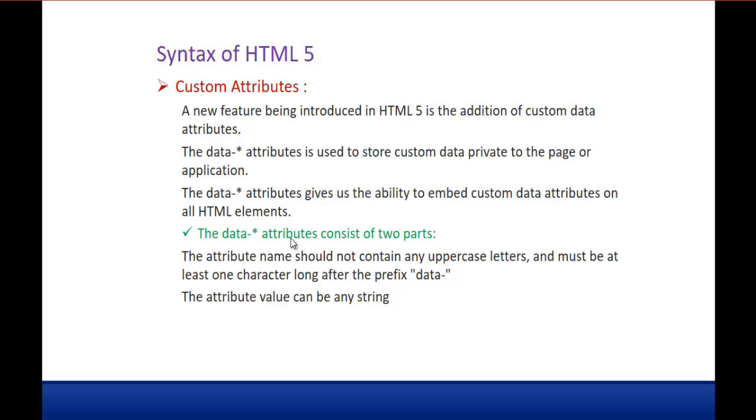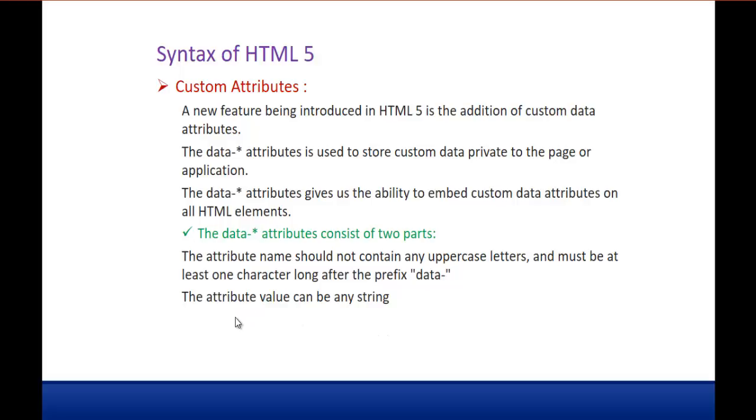The data dash attributes consist of two parts. One is the attribute name. After data hyphen, we give the name of the attribute. The attribute name should not contain any uppercase letters and must be at least one character long after the prefix data. And the attribute value can be a string.